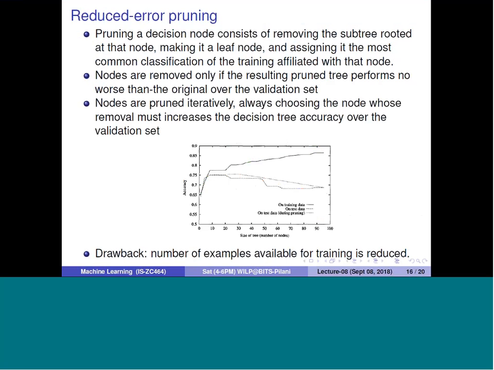But the drawback of this particular approach is very big. To do this you have to do the validation, and to do the validation you take something out of the training data. Getting training data is difficult, and if you have fewer examples, then sparing some for tuning the parameter, and not for training, again gives you a bad result, because now you have less available for training. The number of examples available for training reduces, and sometimes you may not like that.